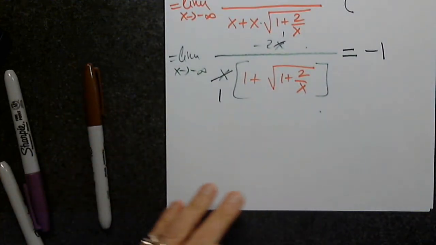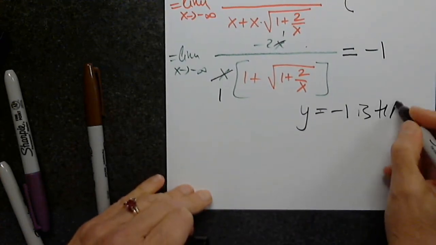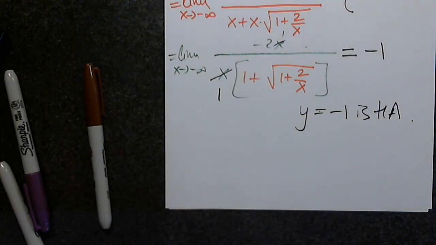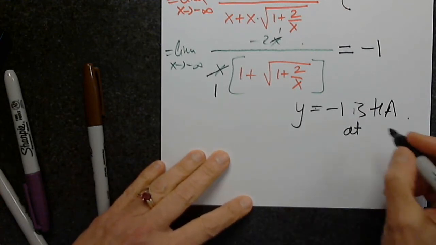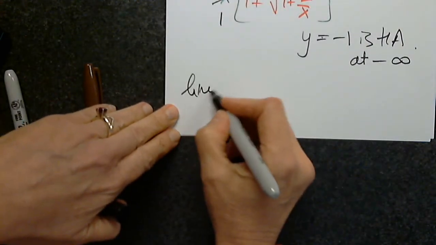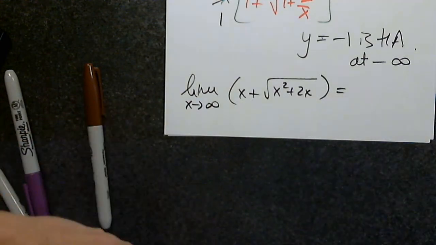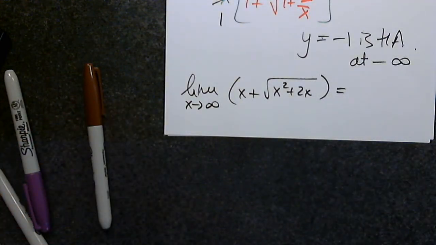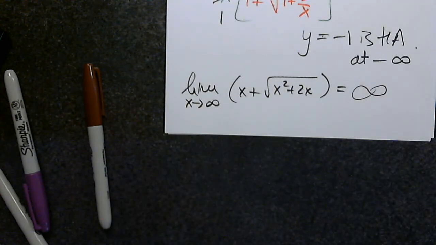So we conclude that y equals -1 is a horizontal asymptote, but I have to be very specific. At negative infinity exactly, because we didn't even look at infinity. Now let's look at infinity, just for the sake of argument. So we had the limit of x plus the square root of x squared plus 2x. What is this limit as x approaches infinity?